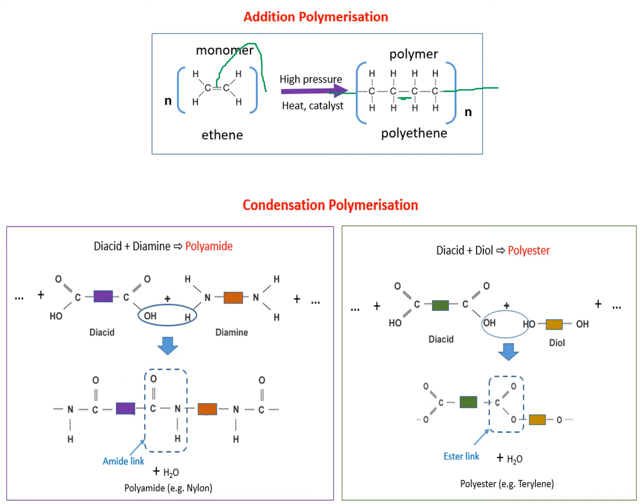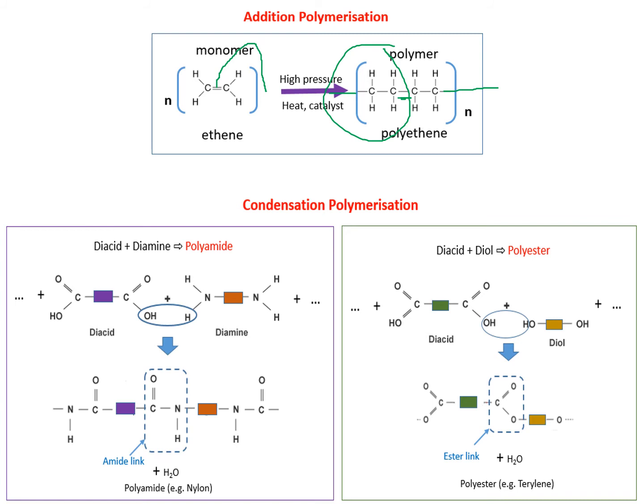If you count the number of atoms in the monomer, there are four hydrogens and two carbons. If you see here, four hydrogens and two carbons are retained in the final product. So this type of polymerization product is called addition polymerization. The condition for addition polymerization is that a monomer must have a double or triple bond.